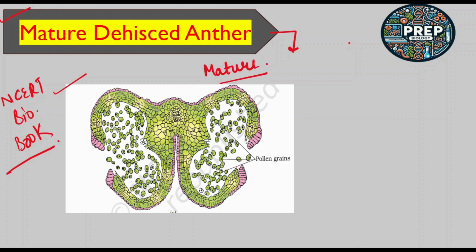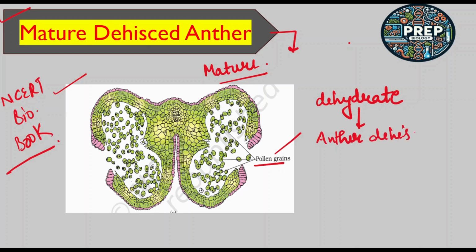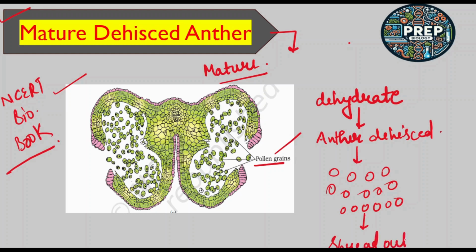because multiple thousands of pollen grains are formed in one microsporangia. Now it gets dehisced. When it gets matured or dehydrated, the anther gets dehisced. Now when the anther gets dehisced, the multiple pollen grains that are formed will spread out from the anther.